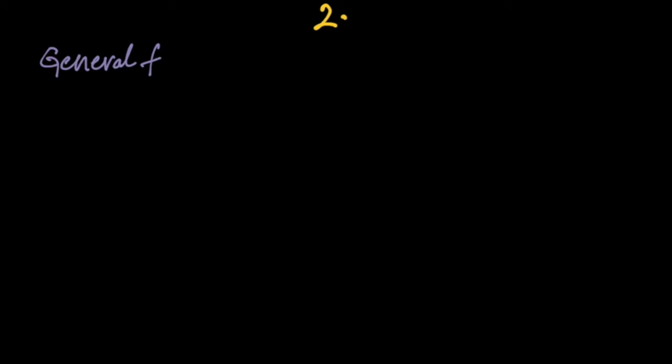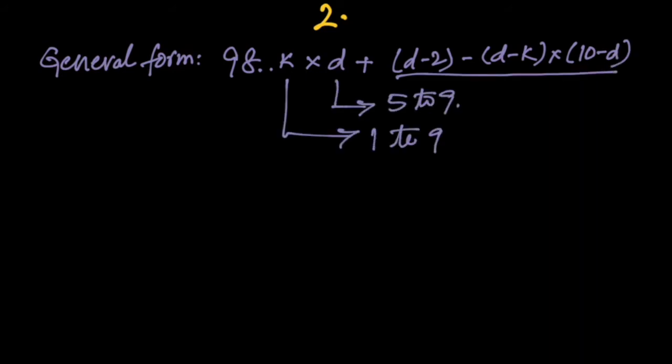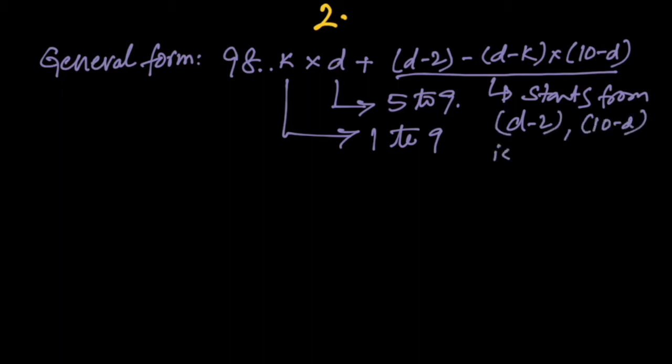Second type. Here we will look at multiplications of this form. The multiplicand has consecutively decreasing digits starting from the multiplier digit. An offset starts from d minus 2, and 10 minus d is subtracted from it at each step. So d can be anything between 5 and 9, and k can be anything between 1 and d.